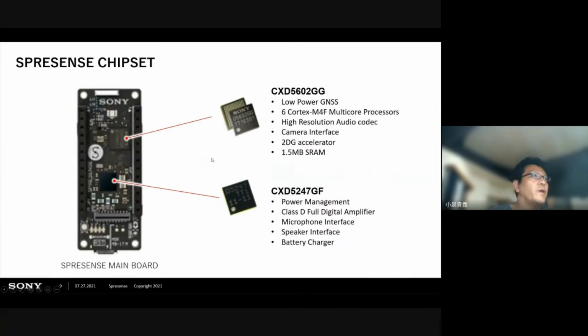And the SPRESENSE chipset is a chipset made by Sony. There are two chips. One is CXD5602, and the other is CXD5247. CXD5602 is basically the digital part, and CXD5247 is the analog part.